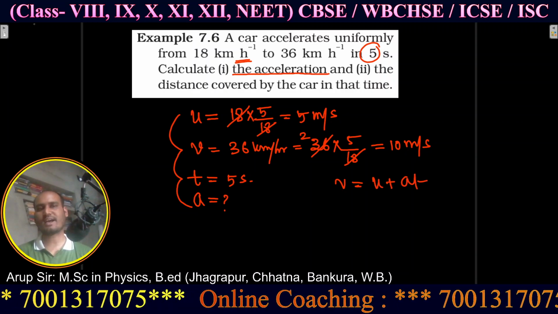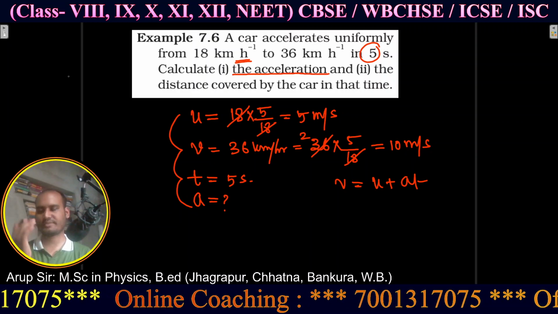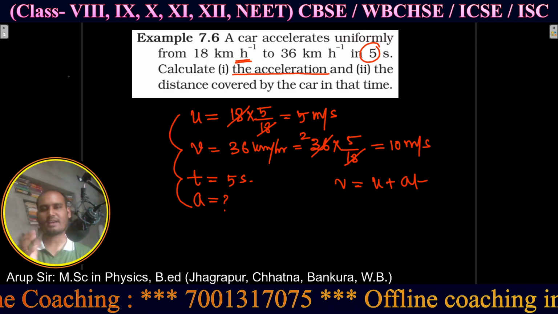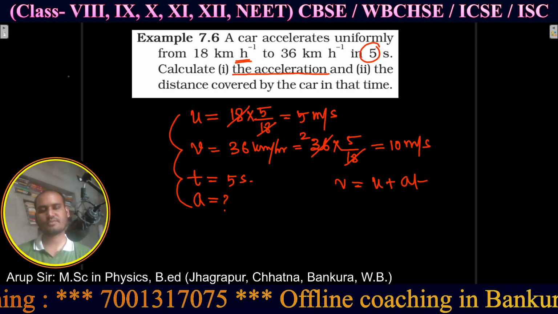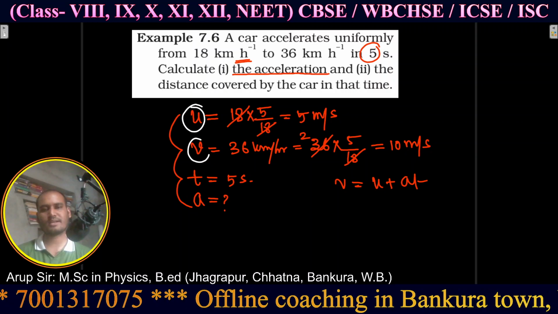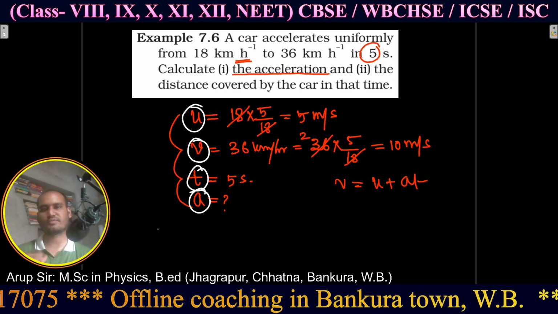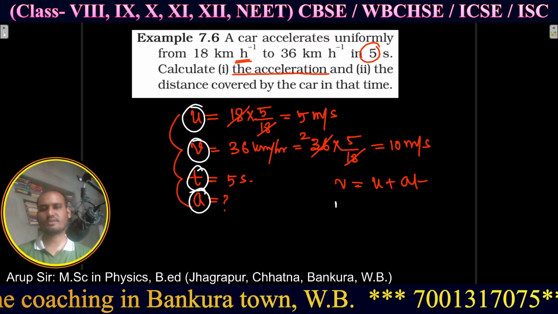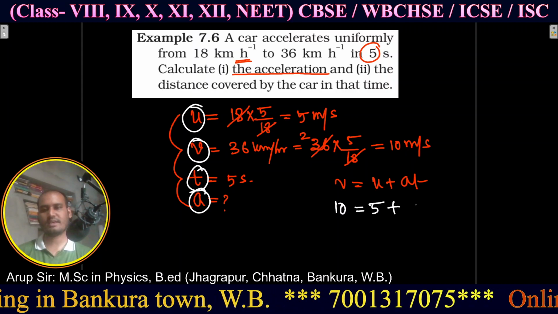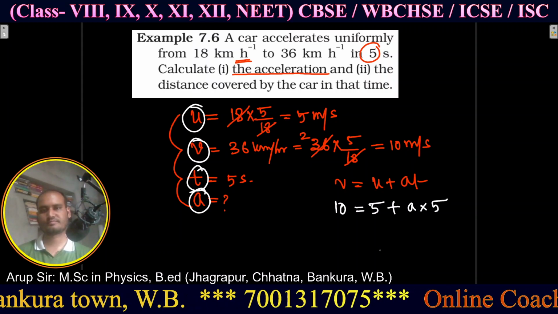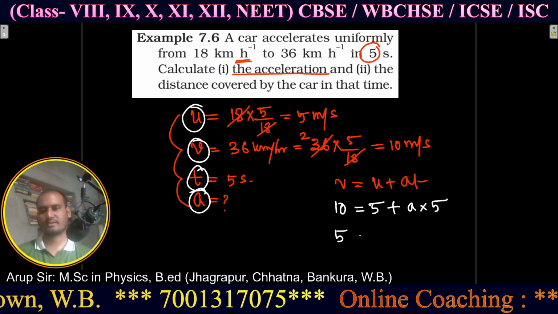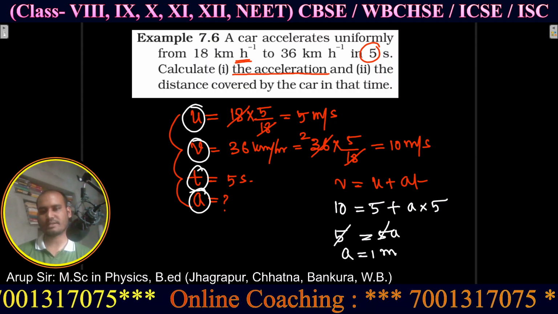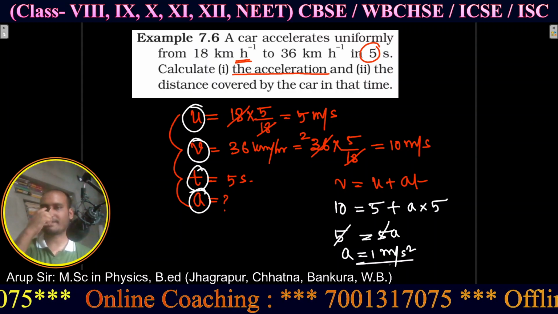So this is why I was saying that at first collect all the information given within the question. When you are collecting all the parameters, you know all the parameters, then you use the formula, then put the values. These are the steps. Okay, so now v is 10, u is 5, a we have to find out, t is 5. So 5 equals 5a, 5 cancels out, and a equals 1 meter per second square. So this is the value of acceleration.